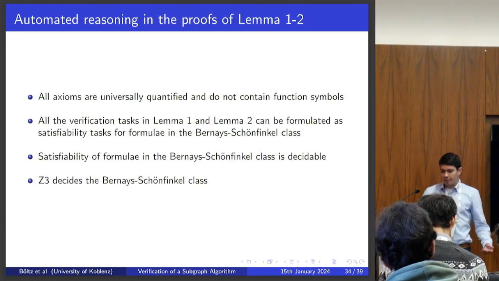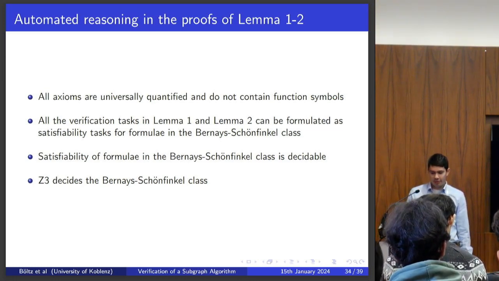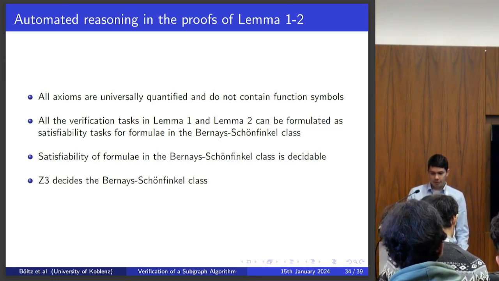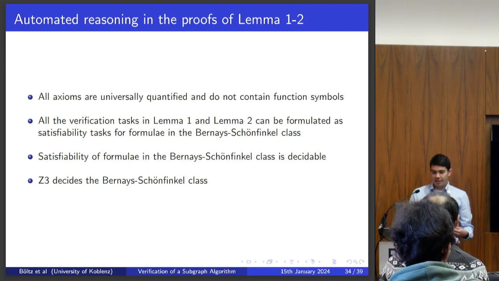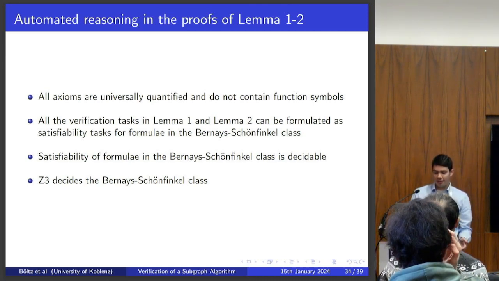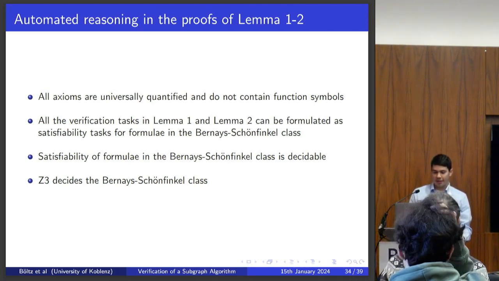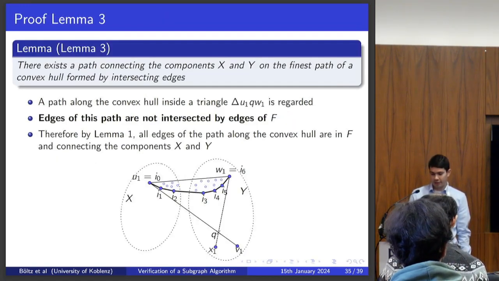Now some words about the automated reasoning which we used in the proofs for these first two lemmas. All axioms are universally quantified and do not contain function symbols, therefore they fall in the Bernays-Schönfinkel class. Satisfiability of formulas in this Bernays-Schönfinkel class is decidable, and Z3 can decide this class.